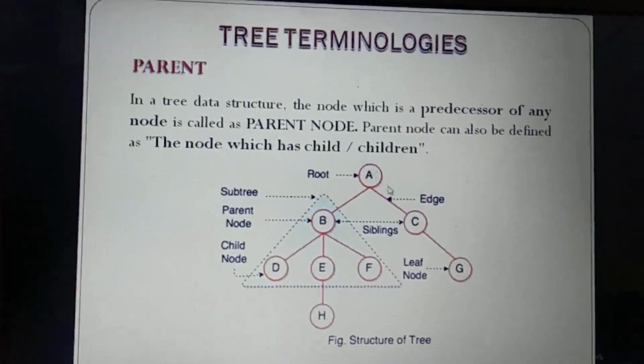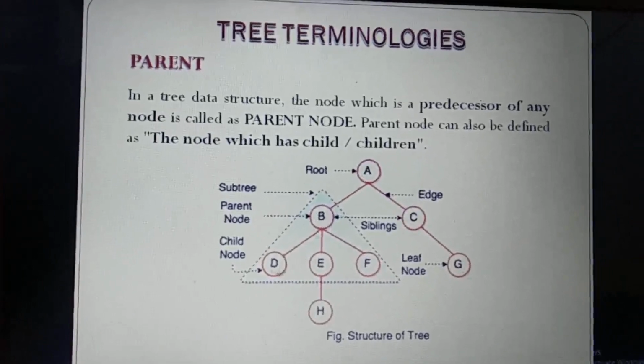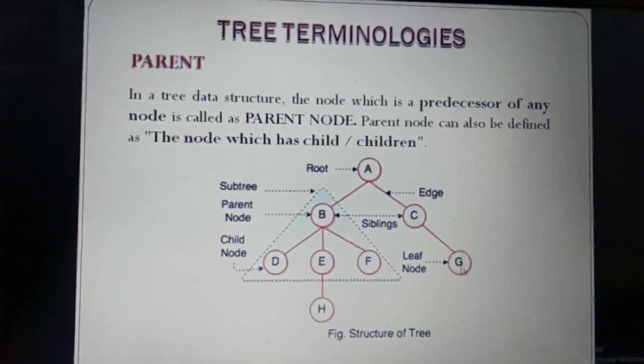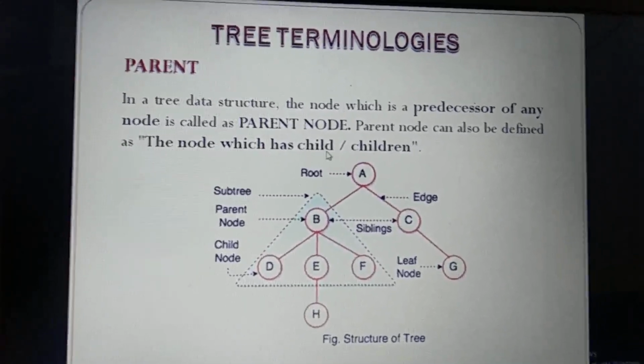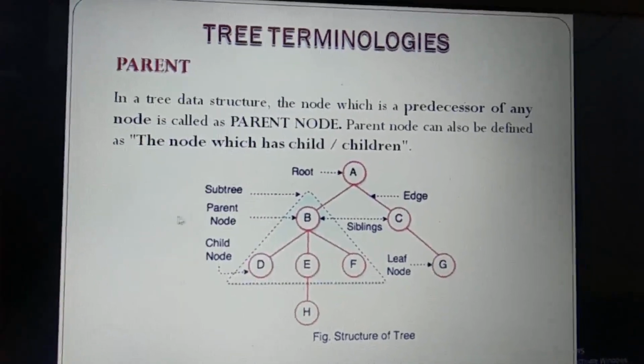In this example, A is the parent for B and C, B is the parent for D, E, F, E is the parent for H, C is the parent for G. And the node which has a child or children, or is a predecessor of any node, is called a parent node.